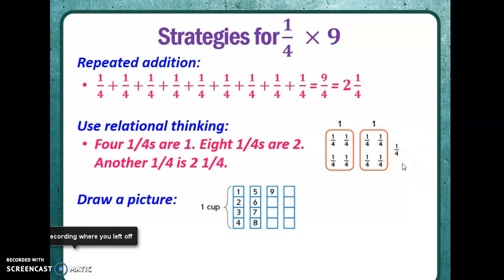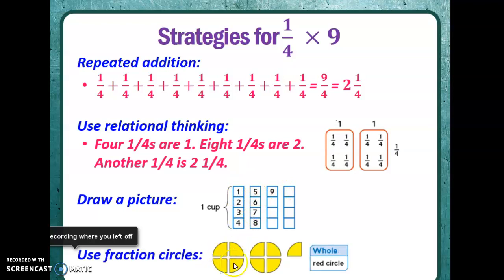Another possible way you could have solved this maybe is drawing a picture. So you could have taken a rectangle or a circle, split it into fourths. That whole thing equals a cup. So member 1, 2, 3, and 4 would share the first cup. Members 5, 6, 7, and 8 would share the second cup. And member 9 would have 1/4 for the last cup. So that's again a total of 2 and 1/4 cups.